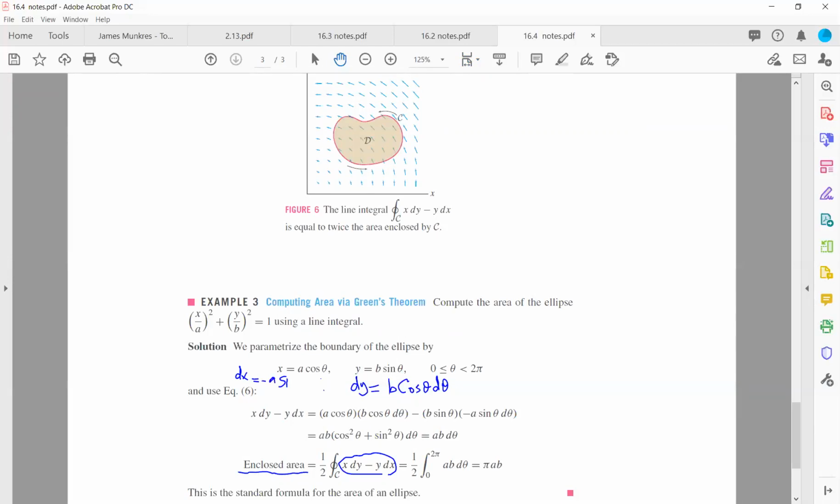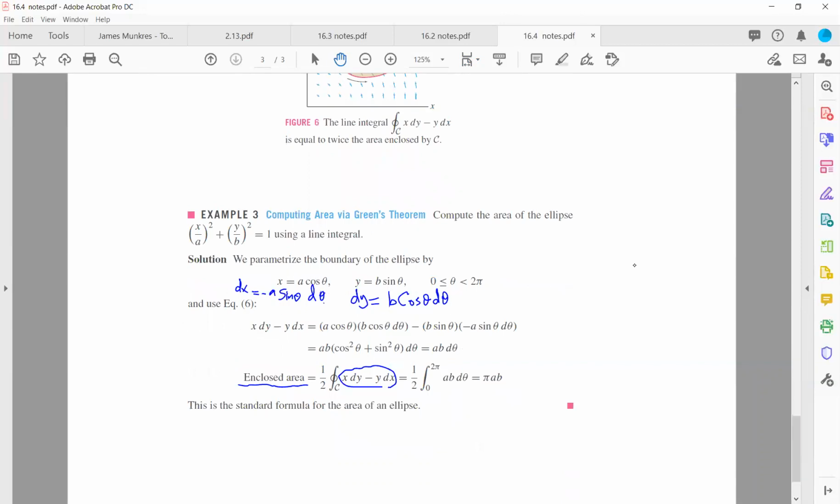Negative a sine theta d theta, and minus y, which is b sine theta, times dx, which is negative a sine theta d theta. Let's see what's going on. We have ab cosine squared, minus minus, plus ab sine squared. If you factor out ab, cosine squared plus sine squared is equal to 1. So the outcome is just ab d theta.